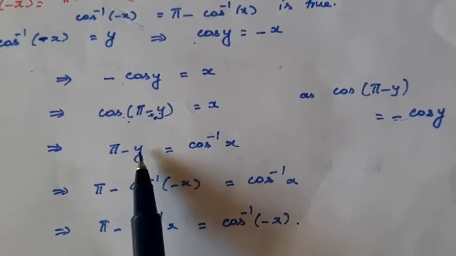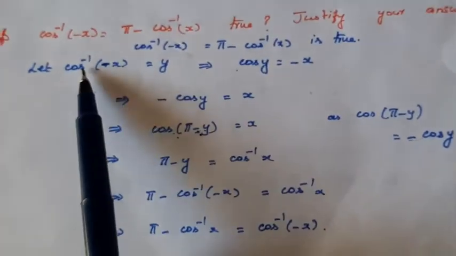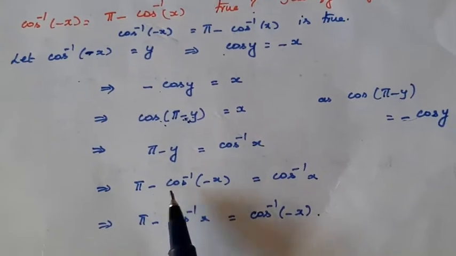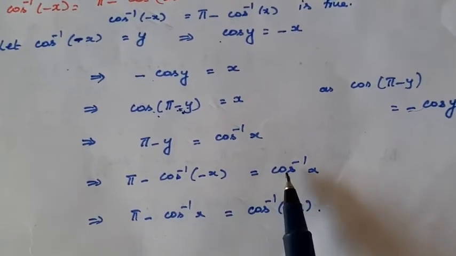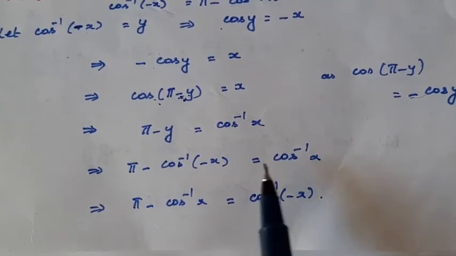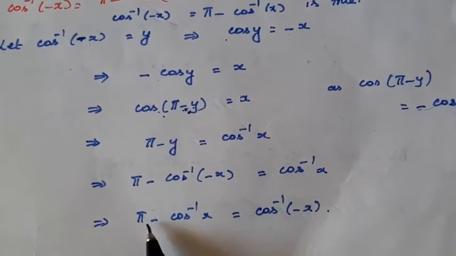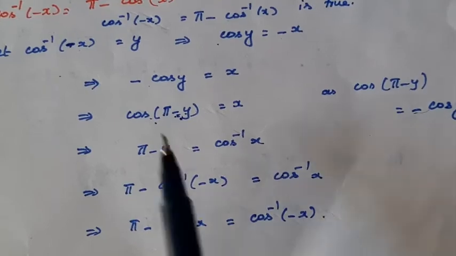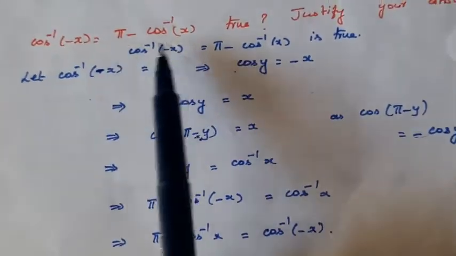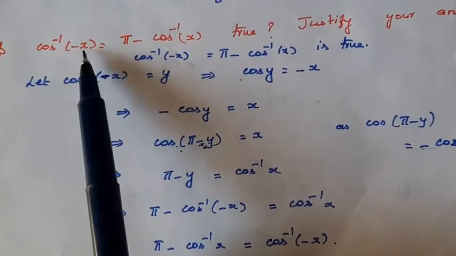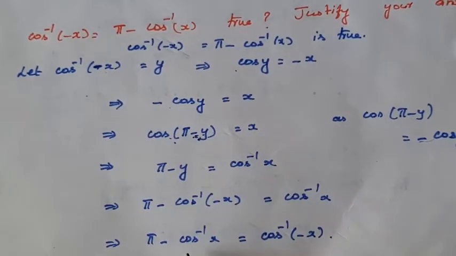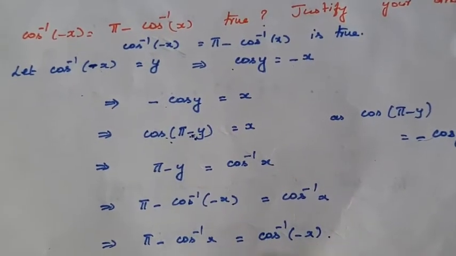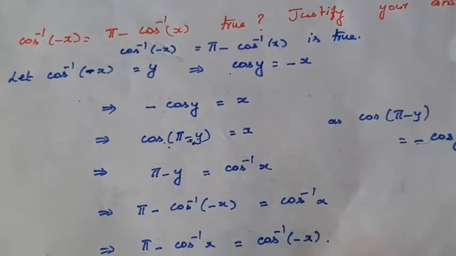Now replace y. What is y? Y is equal to cos inverse of minus x. So pi minus cos inverse of minus x is equal to cos inverse of x. If you interchange these two, we have pi minus cos inverse of x is equal to cos inverse of minus x. That means the given hypothesis is true, that is cos inverse of minus x is equal to pi minus cos inverse of x. So we obtained that result. Therefore the given statement is true.